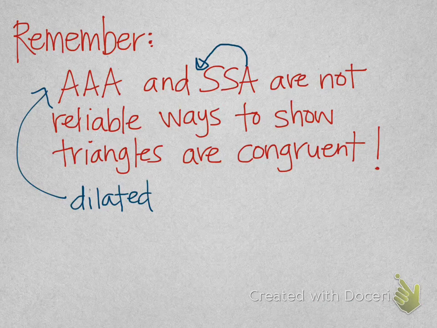So finally, I want you to remember that AAA and SSA are not reliable ways to show triangles are congruent. Basically, AAA, if you look at the orange triangles that we did in class, they're all dilations of each other. And SSA, just a way that you could remember that it's not a reliable way, is if you move the A in front, it spells something, and we probably wouldn't use that for an acronym for geometry. So that's a way that it could help you remember that that's not a reliable way.